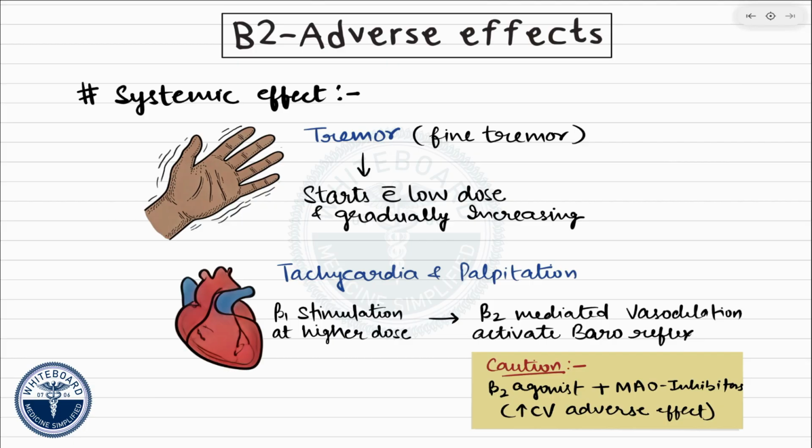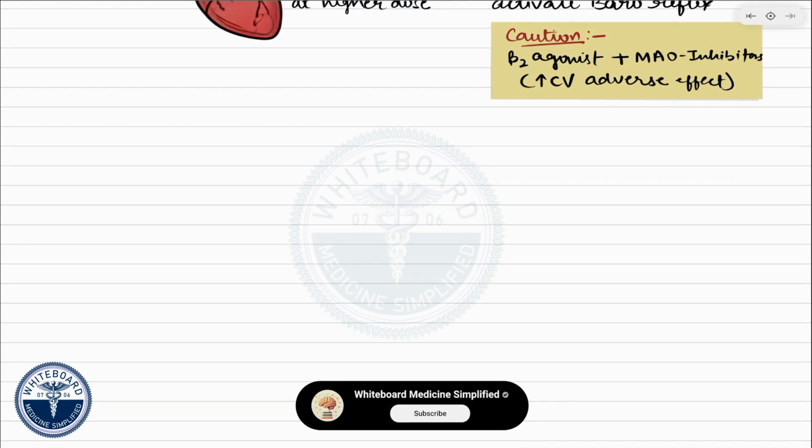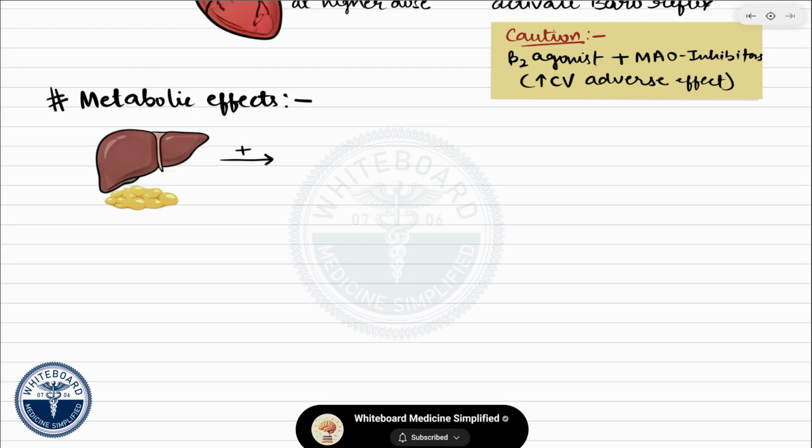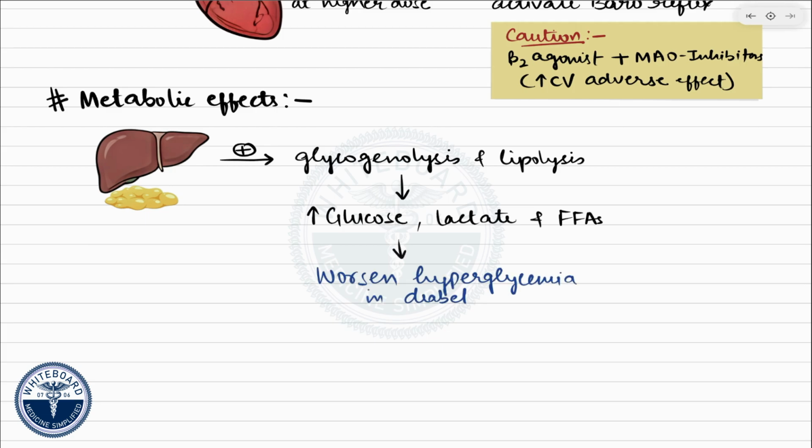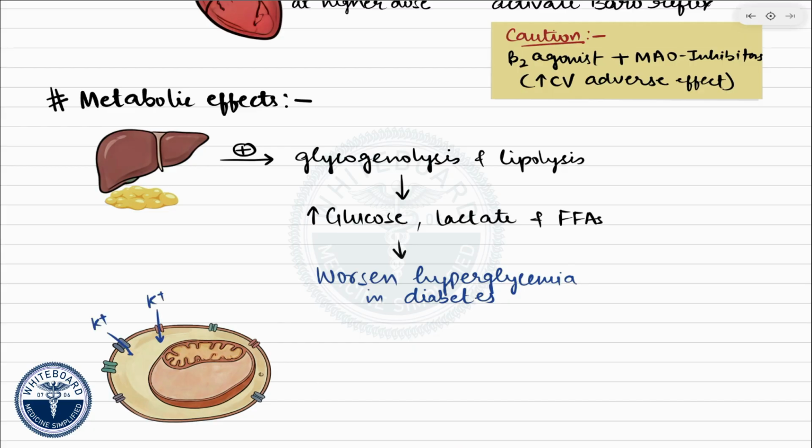Because beta-2 receptors are also present in several metabolic tissues, systemic administration of these drugs can produce important metabolic effects. They stimulate glycogenolysis and lipolysis, leading to increased plasma concentrations of glucose, lactate, and free fatty acids. So, in patients with diabetes mellitus, beta-2 agonists may also worsen hyperglycemia, occasionally requiring an increase in insulin dosage. Another important metabolic effect of beta-2 agonists is that they drive potassium from the blood into the cells, leading to a decrease in serum potassium concentration, a condition known as hypokalemia.